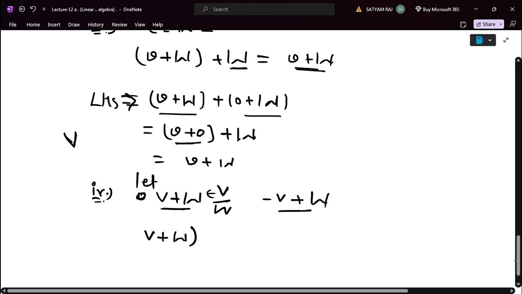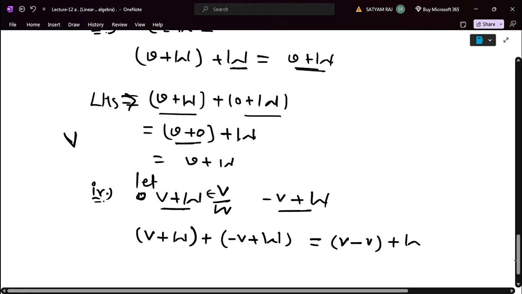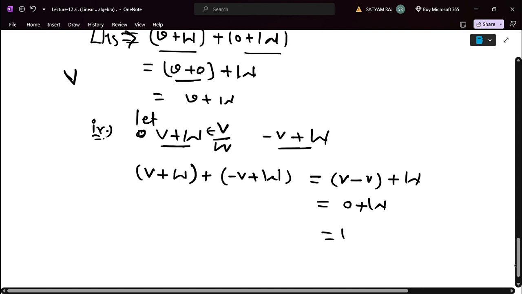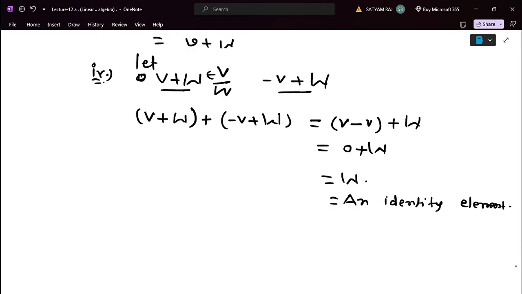So if we add this, plus minus v plus w, it will be v minus v plus w, and this will be v minus v0 plus w, and 0 plus w equal to w. What we get? An identity element. Okay, so we have an identity element, we have an inverse element.